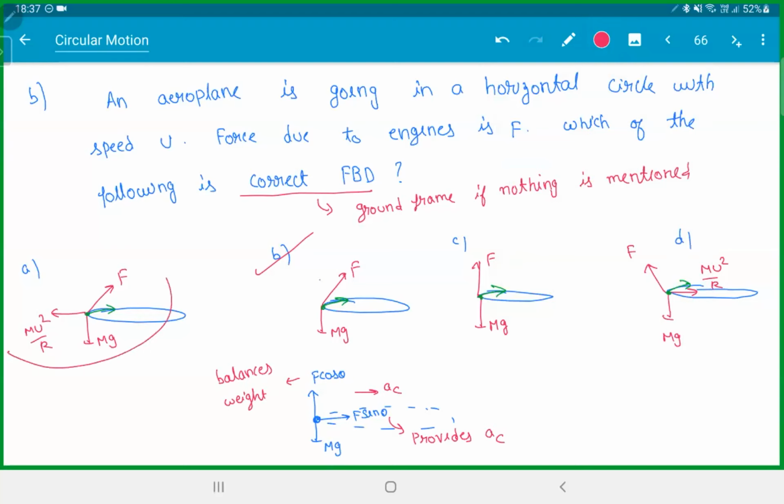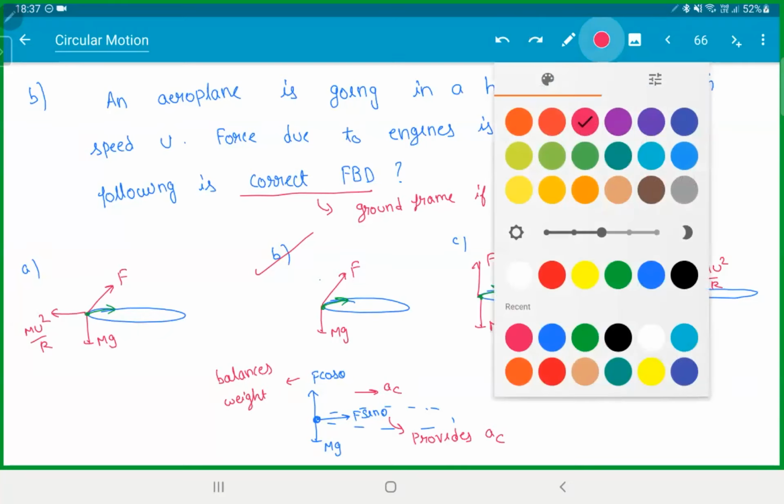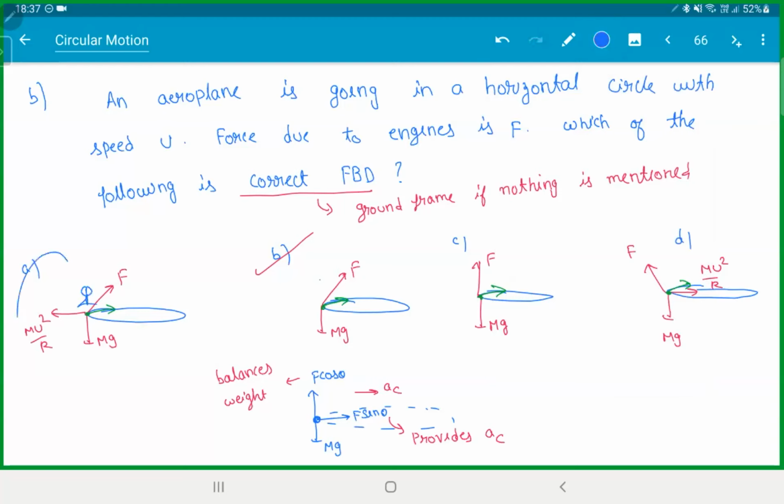If the observer is standing on the plane, this diagram is the answer for that reference frame. So B is the answer in the ground frame. C is wrong. There is no one to provide the centripetal force. D is definitely wrong. You can't have centrifugal force toward the center in this case. Most people get confused between A and B only. Remember, you are not supposed to draw centrifugal force in the ground frame.